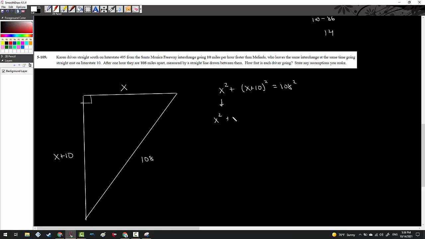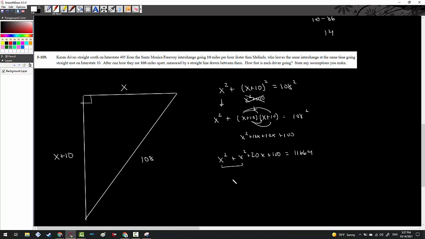And I'm going to say x squared plus, do not make the mistake here, (x plus 10) squared does not equal x squared plus 100. What it really equals is (x plus 10) times (x plus 10) equals 108 squared. And I will FOIL out the (x plus 10) times (x plus 10). That's going to become x squared plus 10x plus 10x plus 100. So what I've got is x squared from the guy who carries over plus the other x squared plus 20x plus 100 equals 108 squared, which is 11664. Again, that's just a calculator.